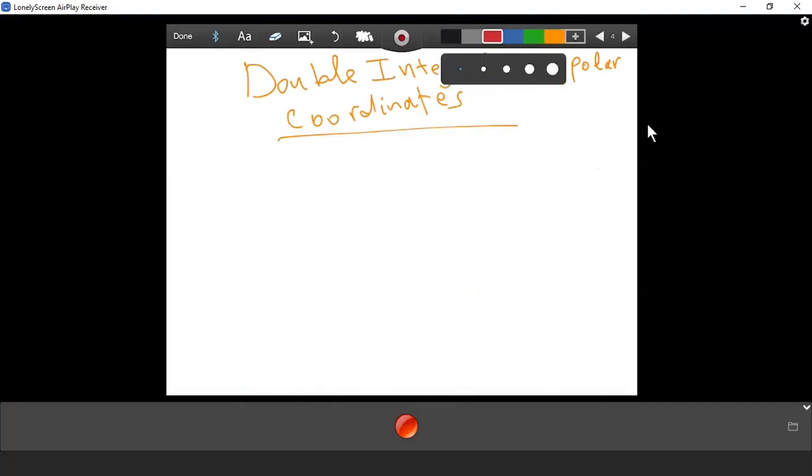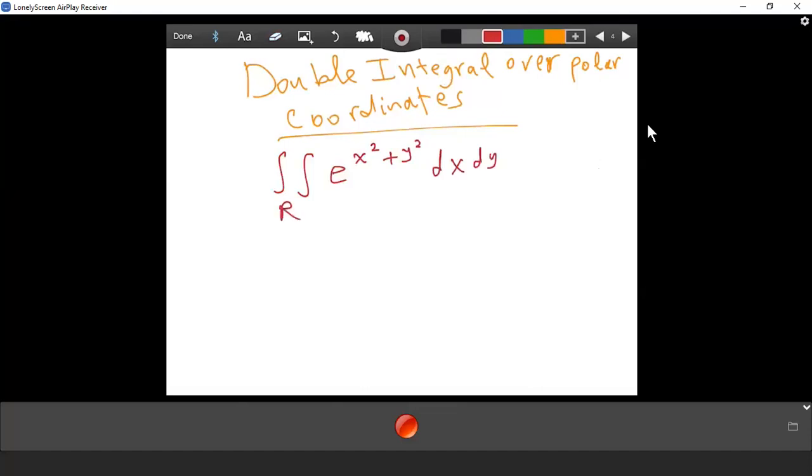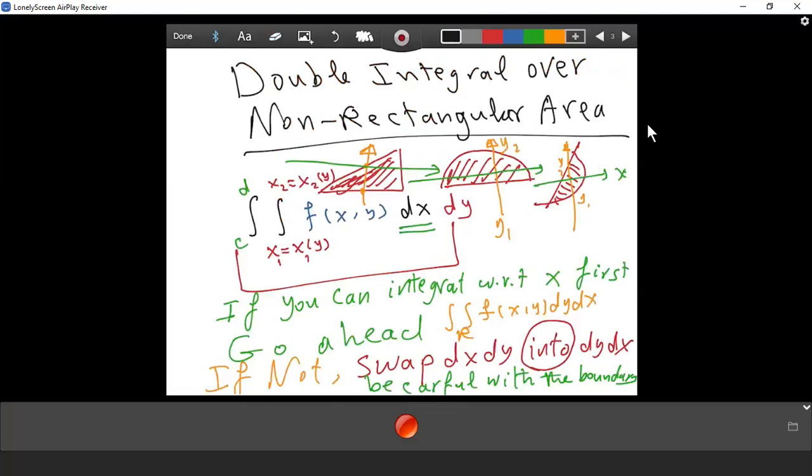When I ask you to find the double integral of e to the x squared plus y squared dx dy over any region, I don't care about the region now. I'm caring about why I'm using polar coordinates. In this case, I cannot integrate with respect to x.